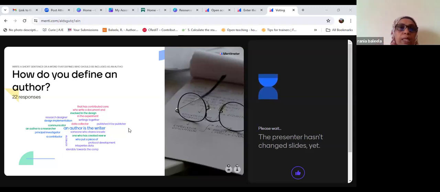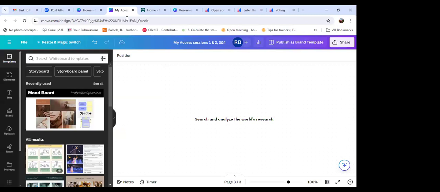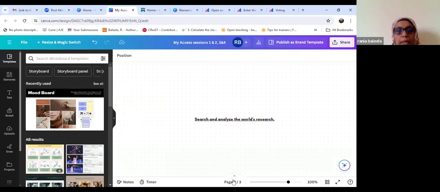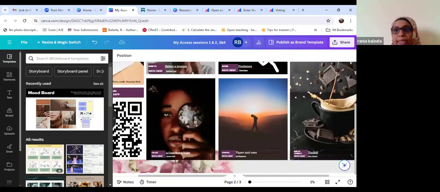Sorry for that. Has anyone heard about the CRediT taxonomy? I think in the chat we have no. No? All right. So let's have a look at what CRediT means.